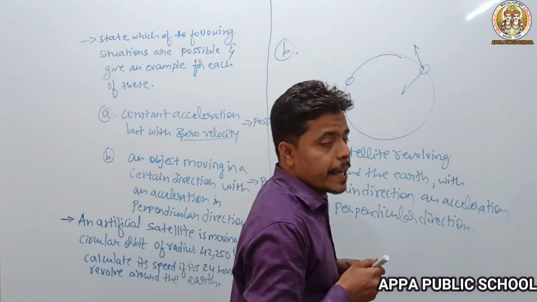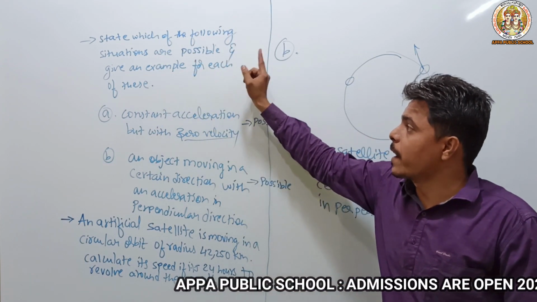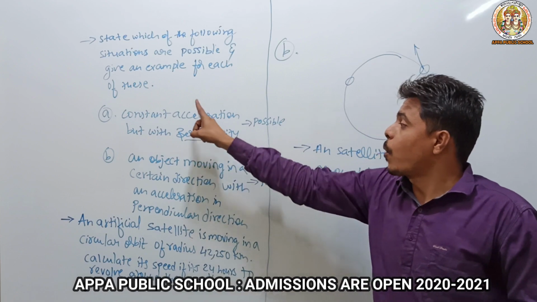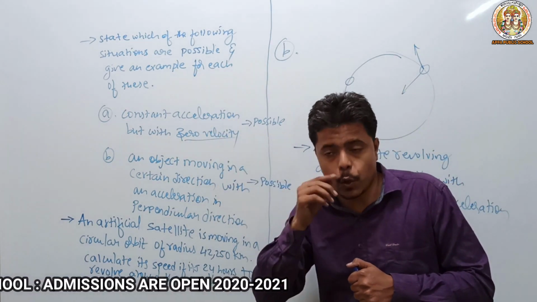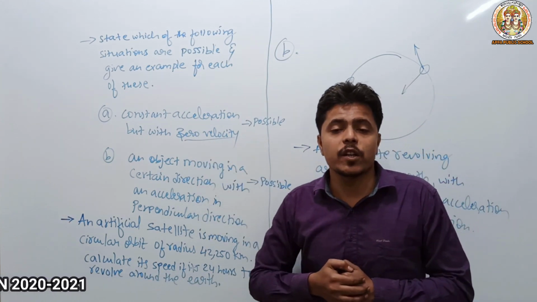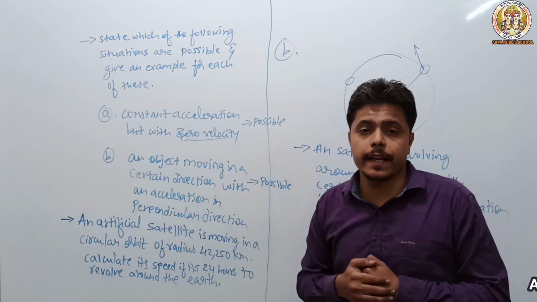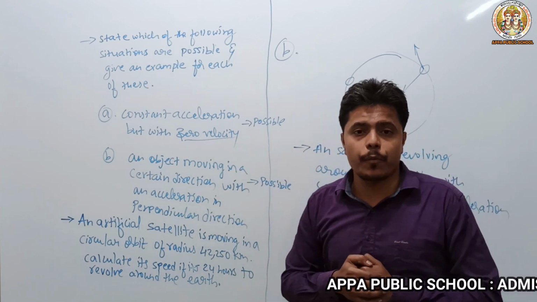So we came across the question: state which of the following situations are possible and give an example for each of these. Constant acceleration but with zero velocity. We have written it: whenever we throw a ball in a vertical upward direction, after going some height it is going to stop. So we say zero velocity there, and with constant acceleration it is moving. So we have given the example for question A.